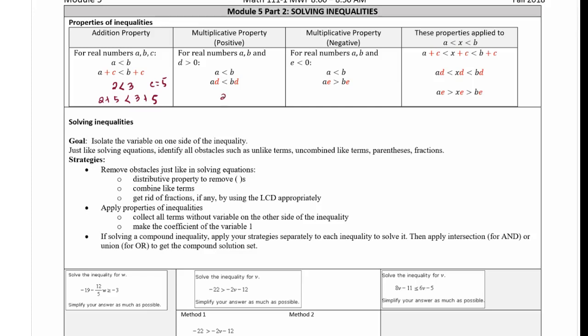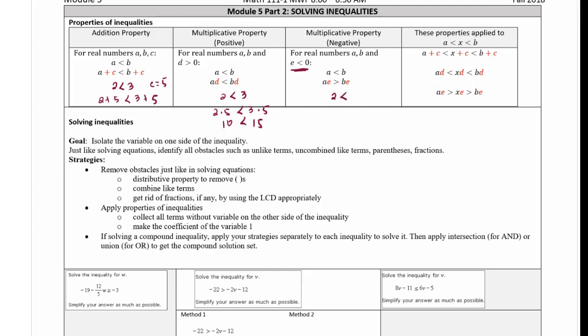The multiplicative property works differently. Multiplying both sides of the inequality by a positive number does not change the inequality. For example, 2 less than 3, if you multiply both sides by 5, you get 10 less than 15, which is true. On the other hand, if you multiply by a negative number, you reverse the inequality direction.